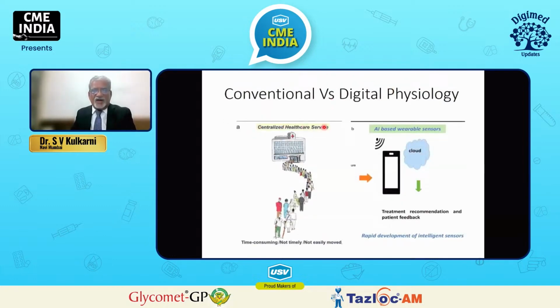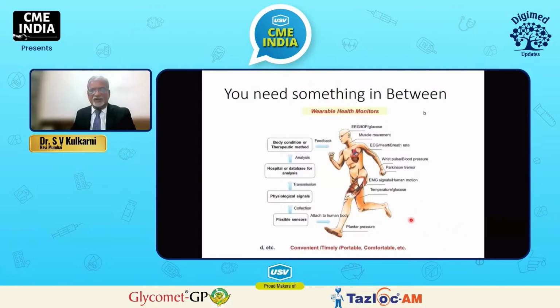Let's take the example of physiology. What happens? We have a centralized healthcare service like that. We have a library. We are patients. We book the reading. But AI-based wearable sensors will give a lot of information about one person's monitoring and other things with a cloud base. Means there is no question of storage. Your mobile will not say that your storage is getting over. So these are the possibilities which are not only for recommendations and patient feedback, but for monitoring also.